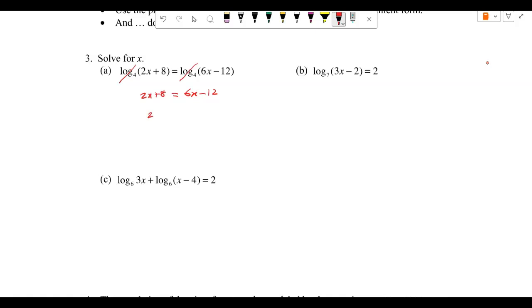So 2x minus 6x is equal to minus 12 minus 8. Minus 4x is equal to minus 20. x is equal to 5.